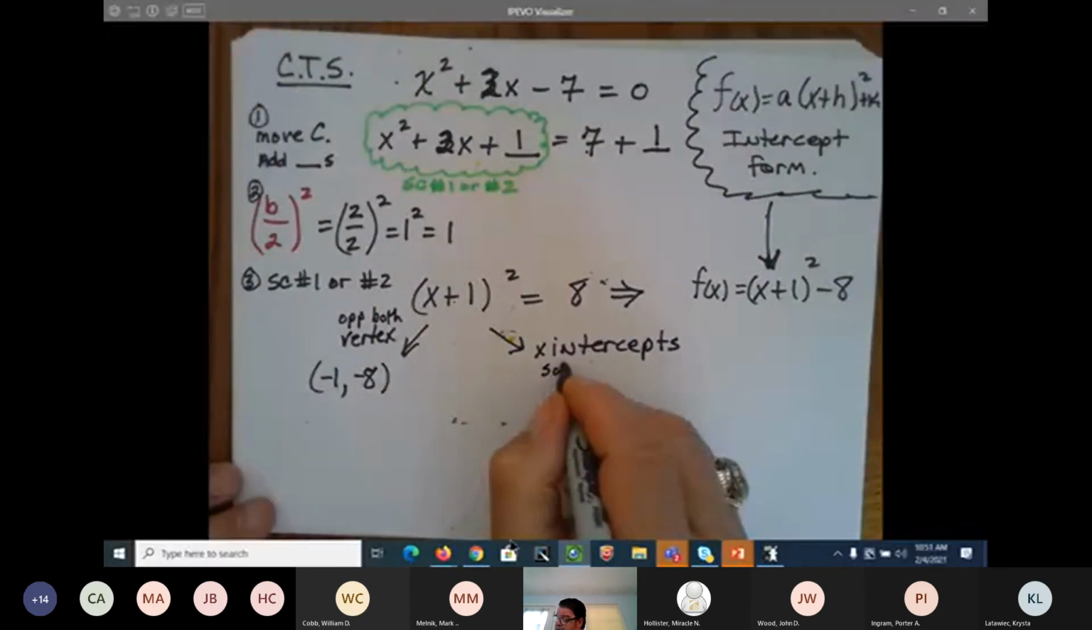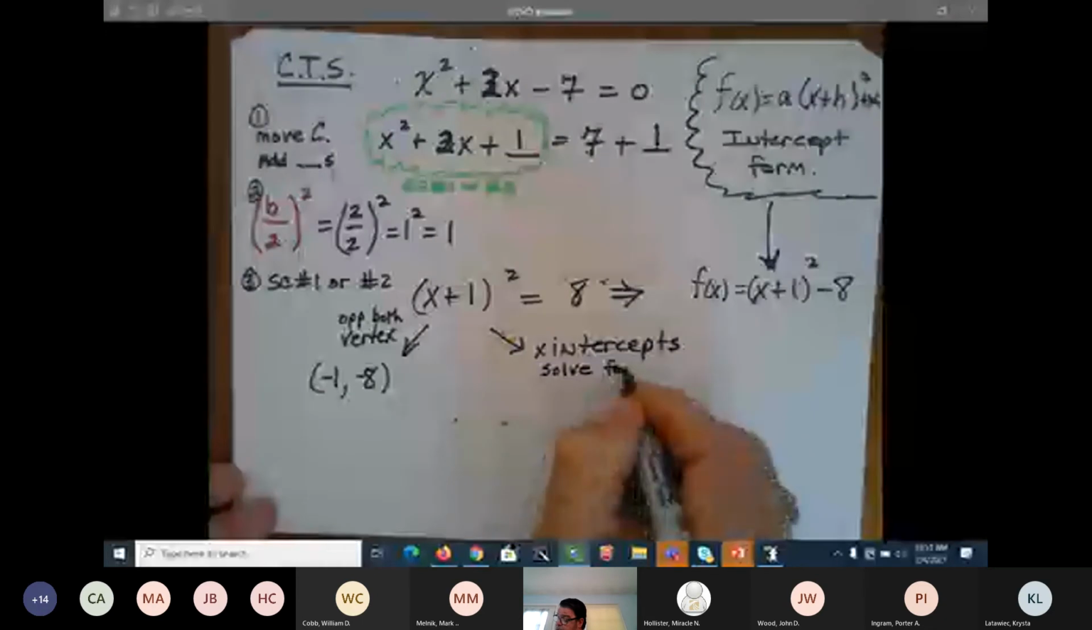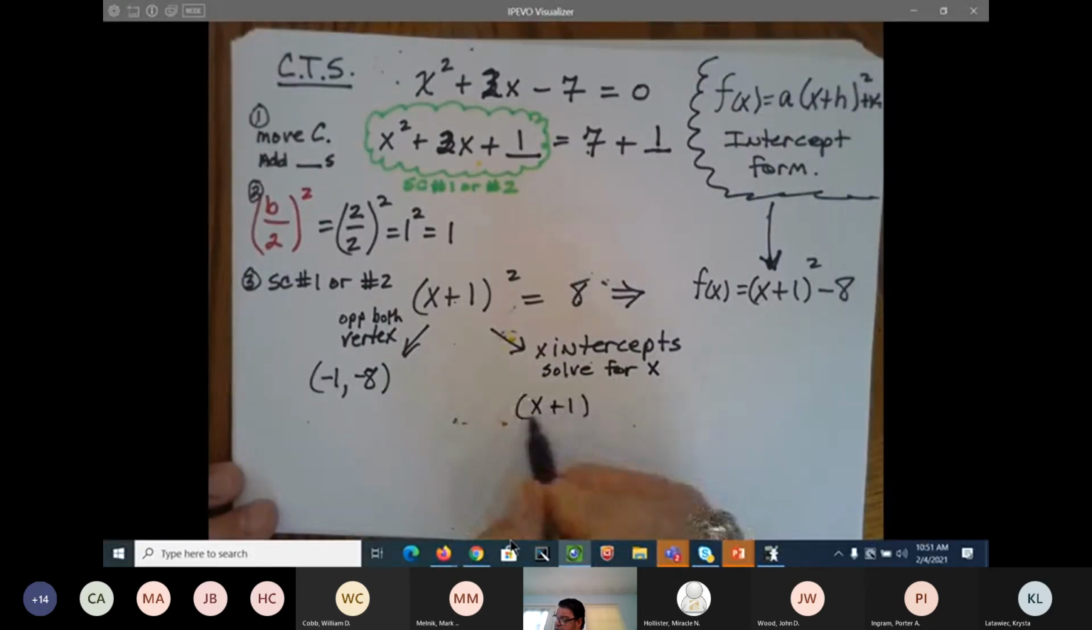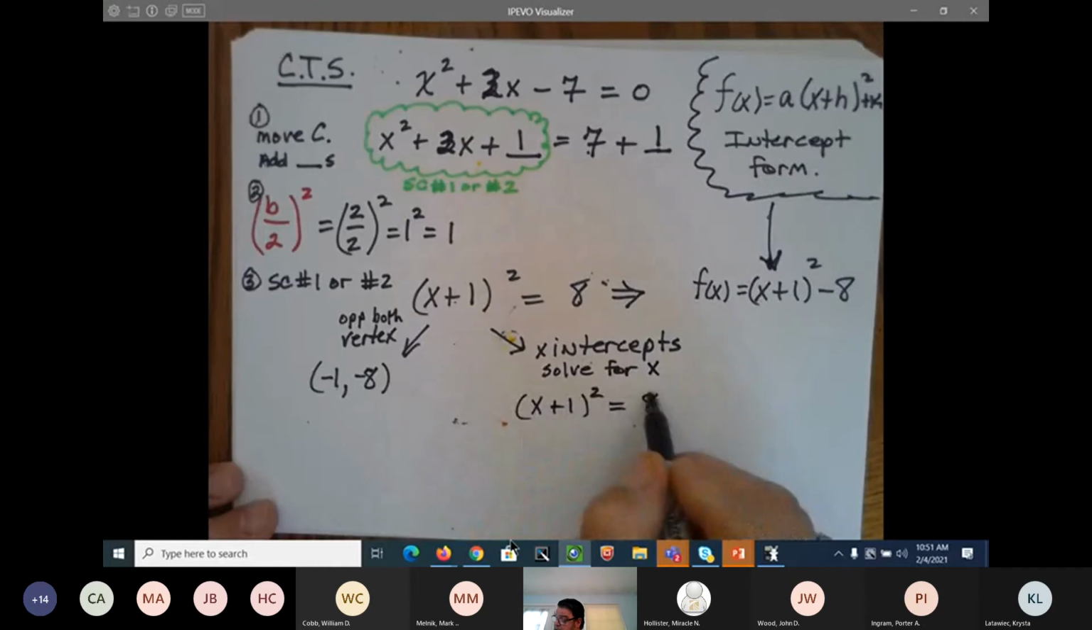X-intercepts, you solve for x. So x plus 1 quantity squared is equal to 8.